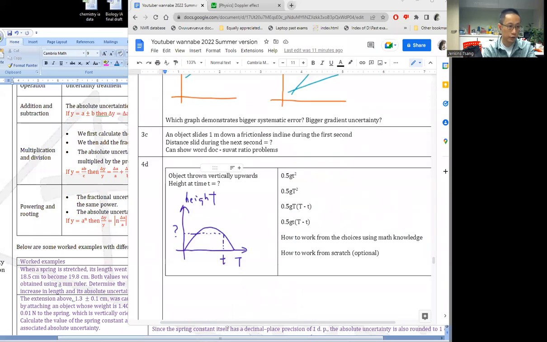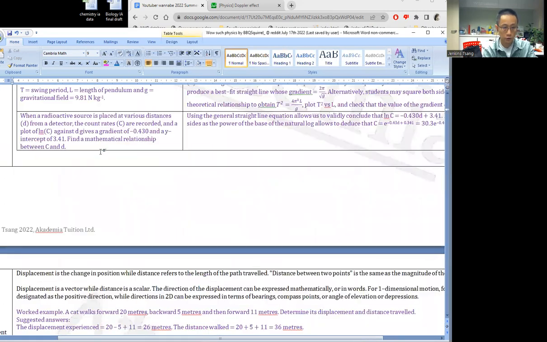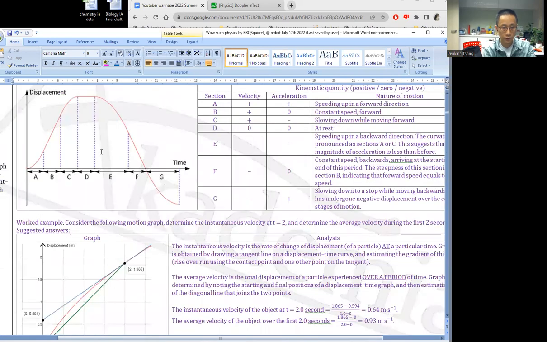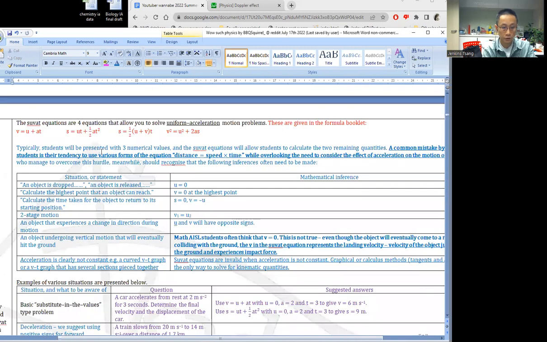Moving on to question 3. An object slides down a frictionless inclined plane, sliding 1 meter during the first second. And the question asks what distance will the object slide during the next second. So this is a ratio opportunity. And first of all, an opportunity to apply the SUVAT equations, and secondly, you can use ratios.